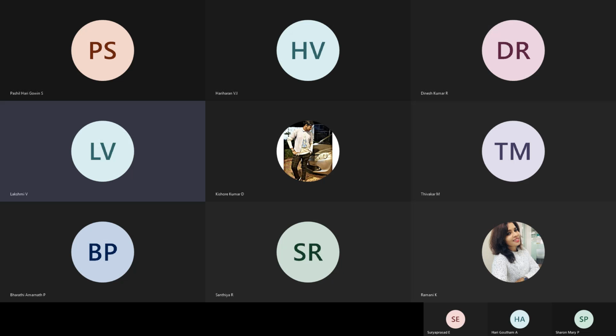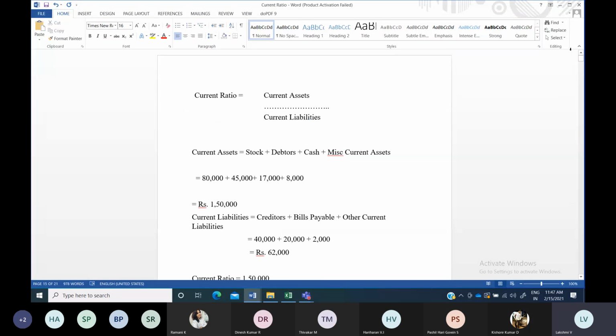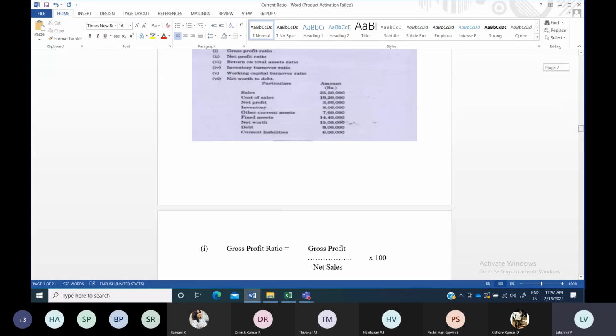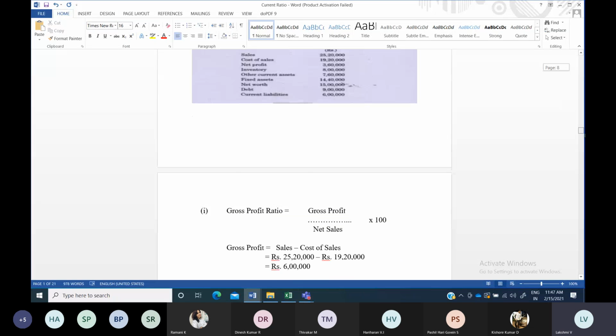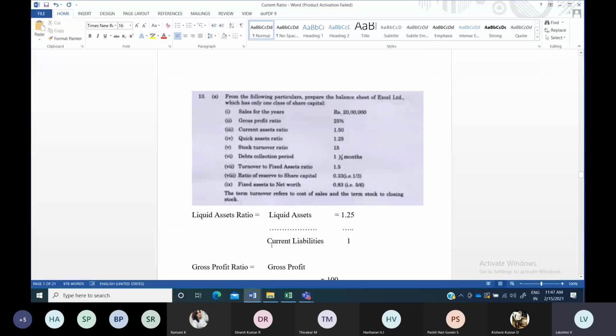We were discussing the preparation of a balance sheet, for which data will be given in the question. Certain information will be given in the question, and you have to calculate the necessary ratios for that and prepare the balance sheet. So this was the question which we discussed in the last session.